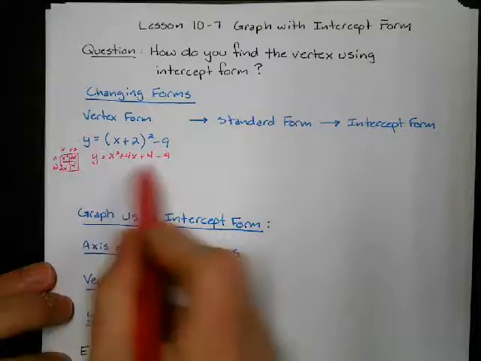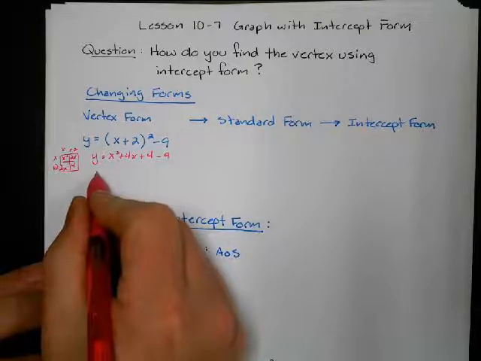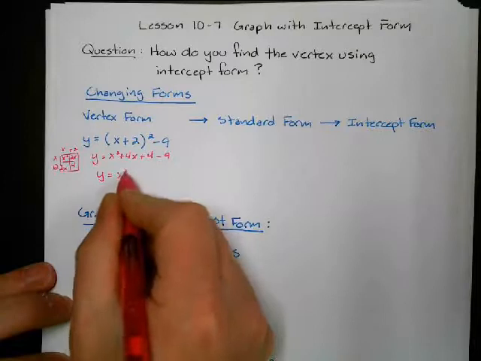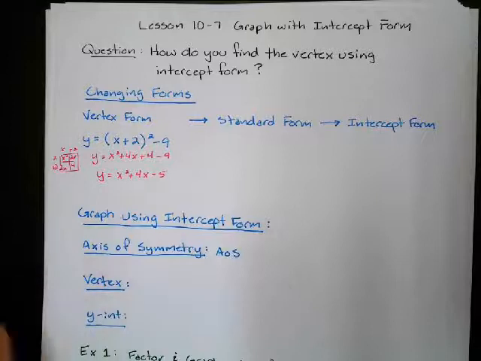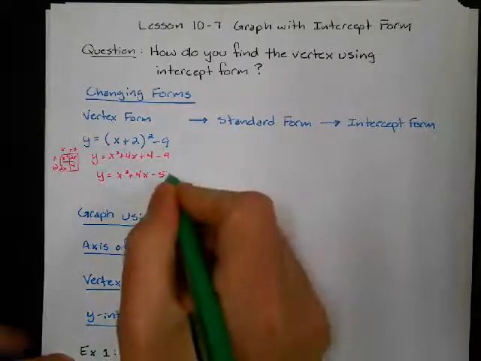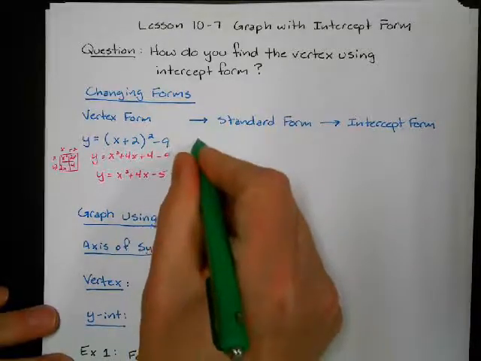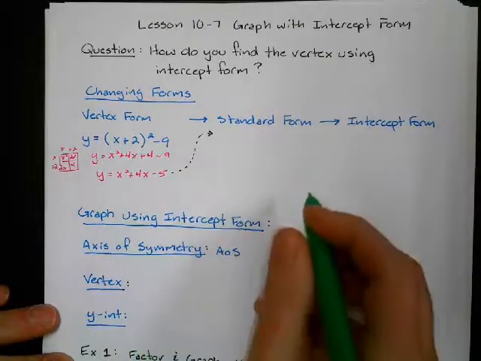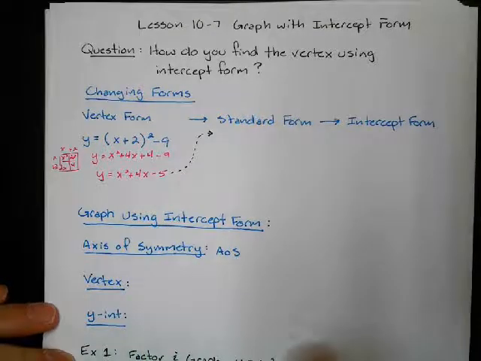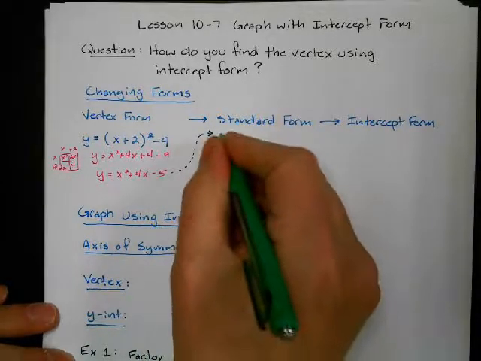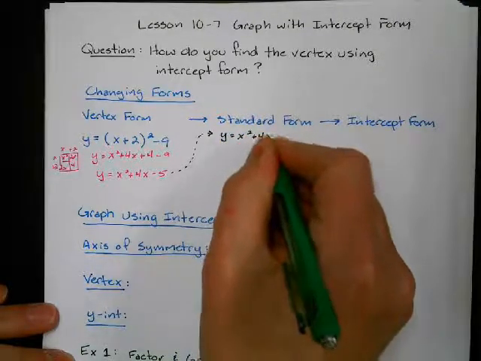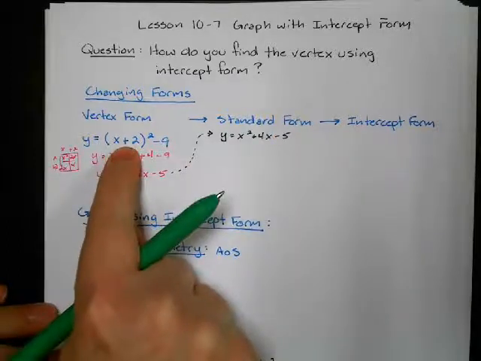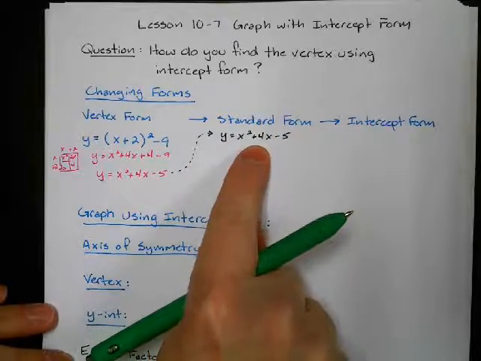Okay, then I would combine these two like terms right here, and I get y equals x squared plus 4x minus 5. And now we are in standard form. So standard form for this one would be y equals x squared plus 4x minus 5. So vertex form, written in standard form, would be this.